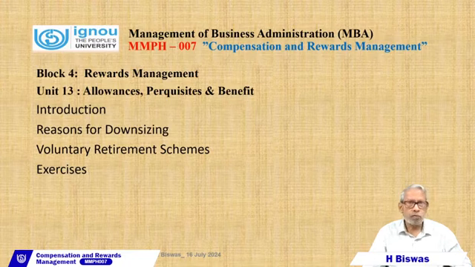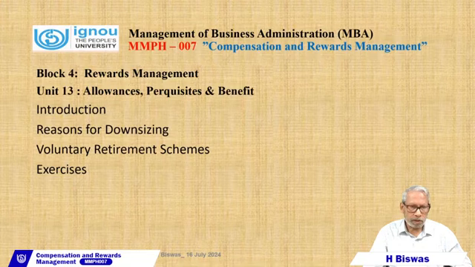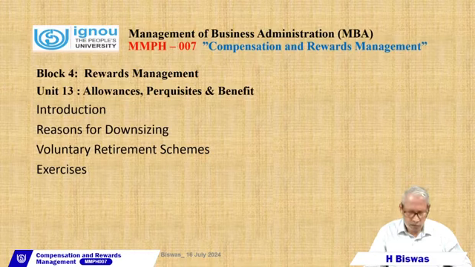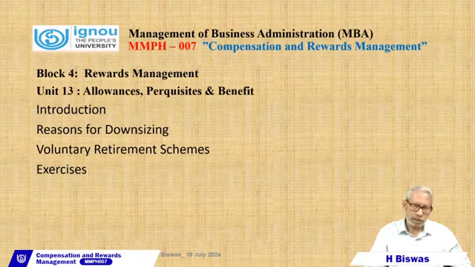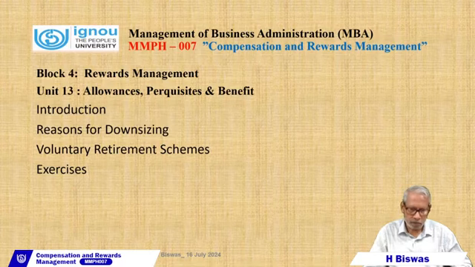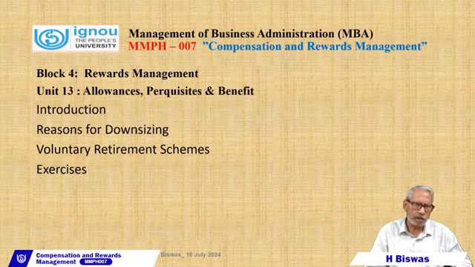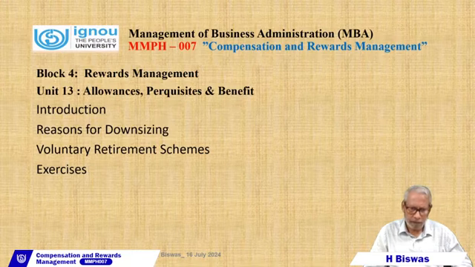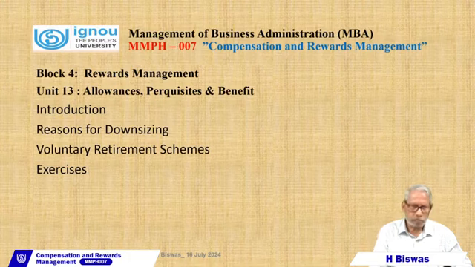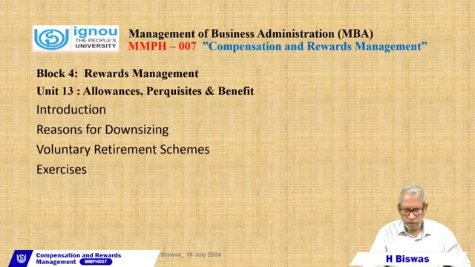Now the question is how to avoid it. Restriction on hiring: you can restrict the hiring of employees. Improve your internal employees through training and retraining. Reduce the overtime. This is the way, and counseling is definitely needed. Some remedies are there. VRS is also definitely a way, through which you can downsize. These are some of the remedies.